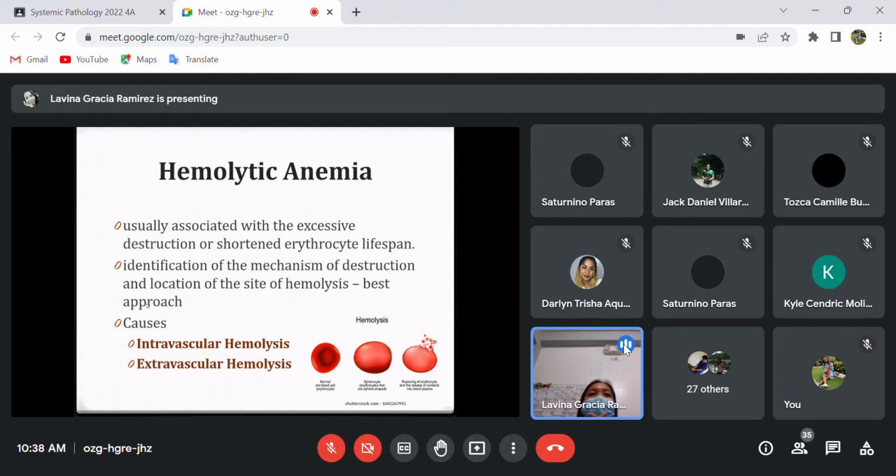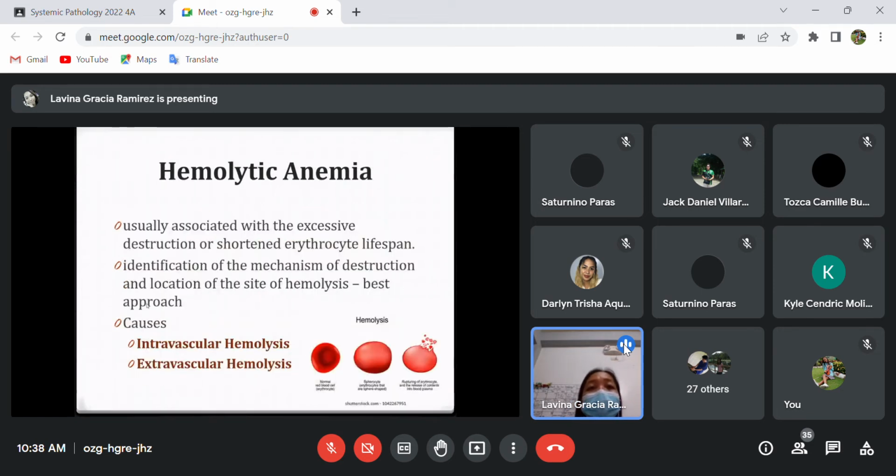So that it is either an intravascular hemolysis or an extravascular hemolysis. Now, let's see what are the characteristics that differentiate the two hemolysis.